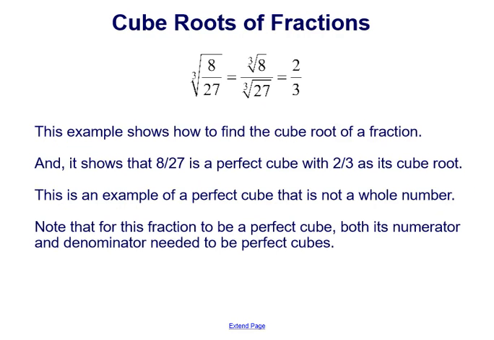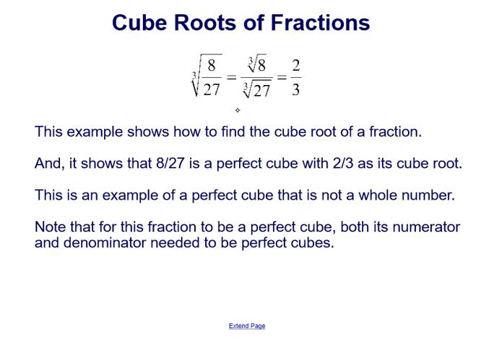So here's an example. We have the cube root of 8 over 27. So we can split that up into the cube root of 8 over the cube root of 27, which is equal to 2 over 3. This example shows how to find the cube root of a fraction. And it shows that 8 over 27 is a perfect cube with 2/3 or 2 over 3 as its cube root. This is an example of a perfect cube that is not a whole number.